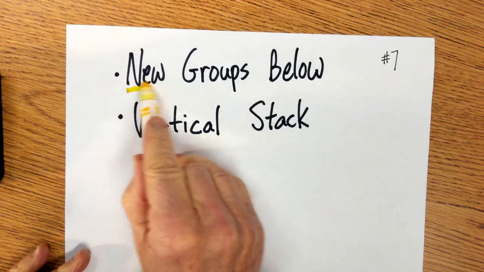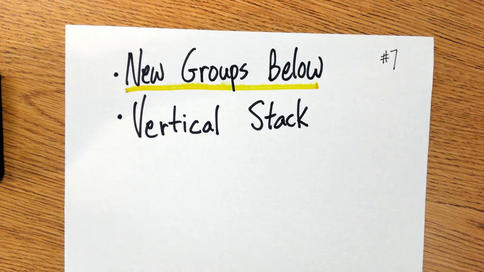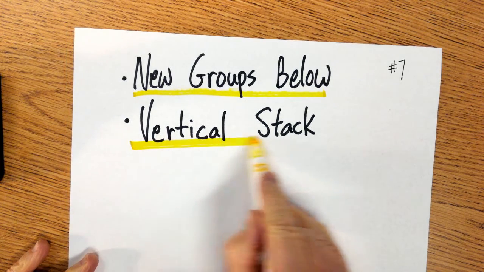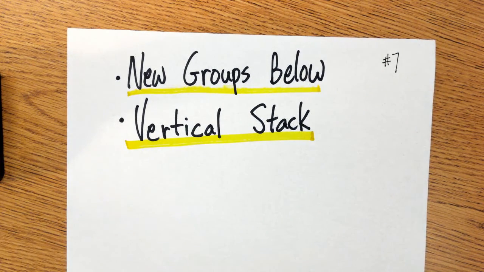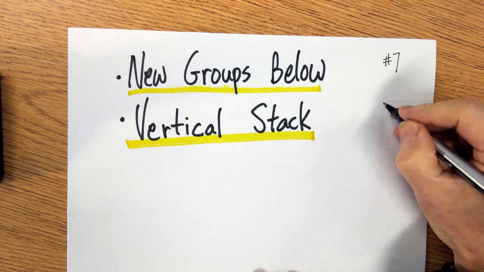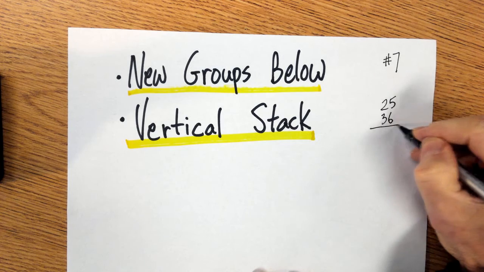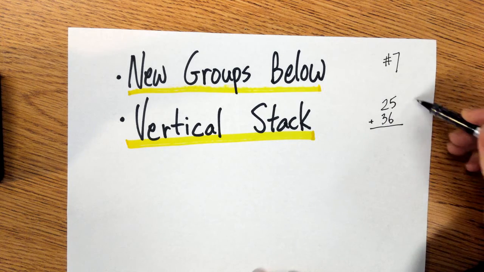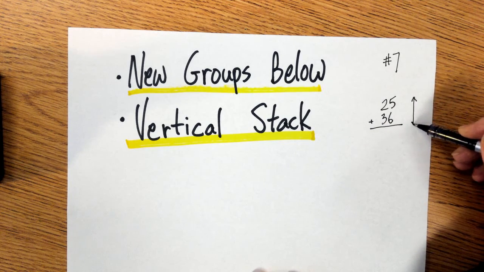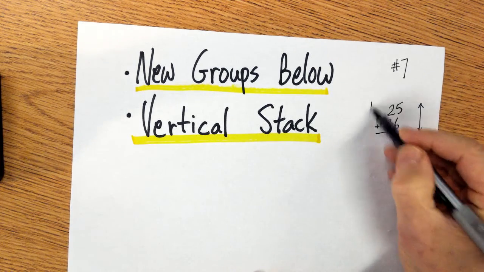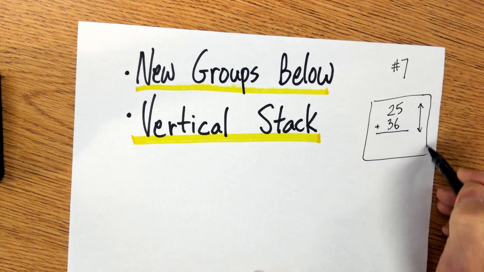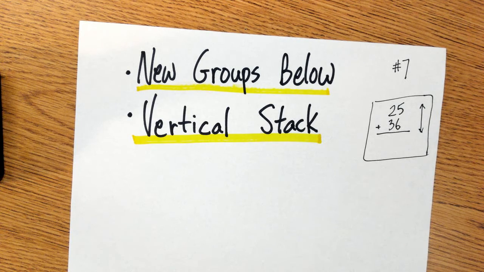And the first name is new groups below. And sometimes we call the method that we're about to learn the new groups below method. And sometimes we call it the vertical stack because the vertical stack puts two numbers stacked on top of each other in a vertical direction, right? Up and down is vertical. So that's what we're going to do today. We're going to stack numbers as we show them with discs.